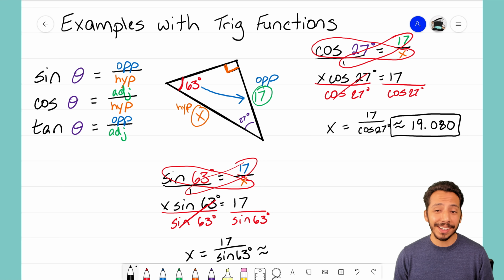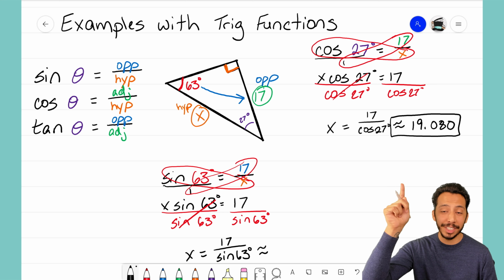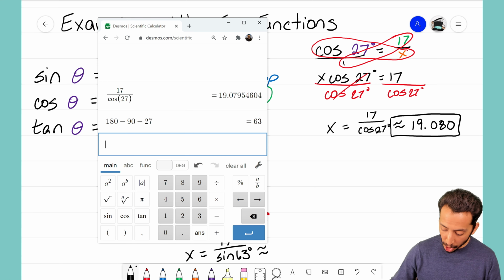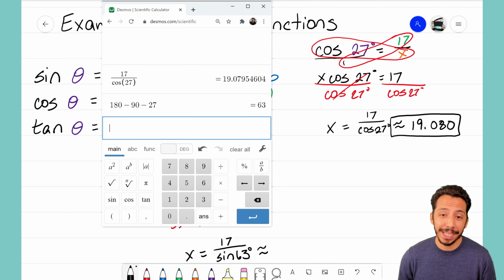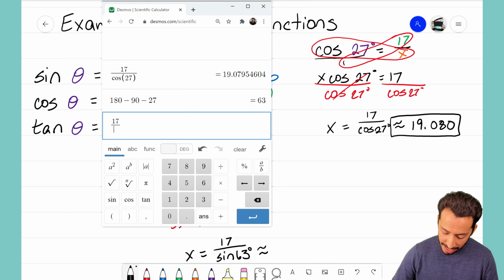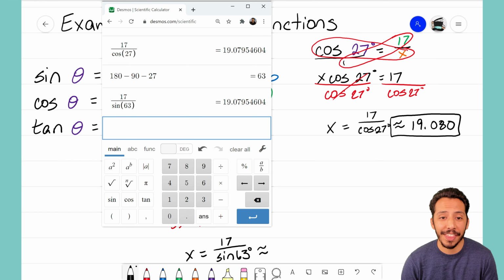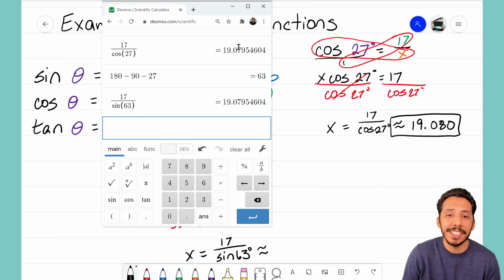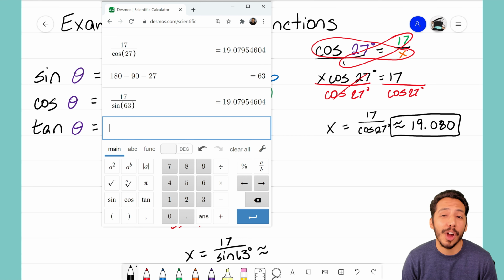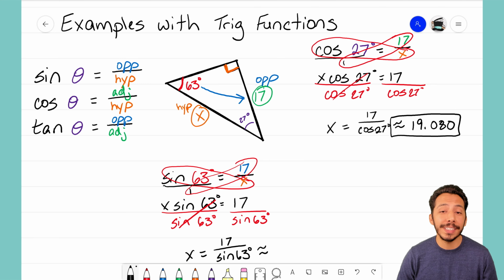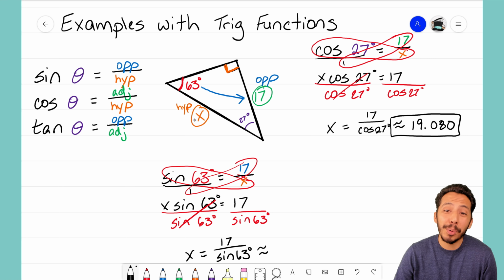We can now put that into our calculator and see, did we get the same result when we did cosine? So I'm going to open up my Desmos calculator here, and I'm going to type in 17 divided by sine of 63 degrees, and look at that. You see our first problem here on the top, our second problem that we're now using a different angle. Those two numbers are exactly the same. They are exactly the same because we are solving for the same side of this triangle. The problem isn't different. We're just using two different methods to help us solve for it.